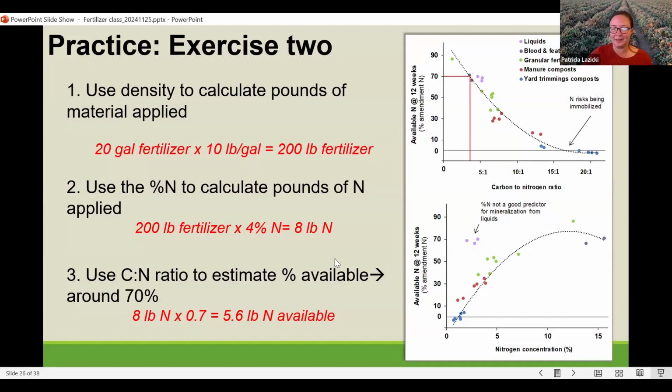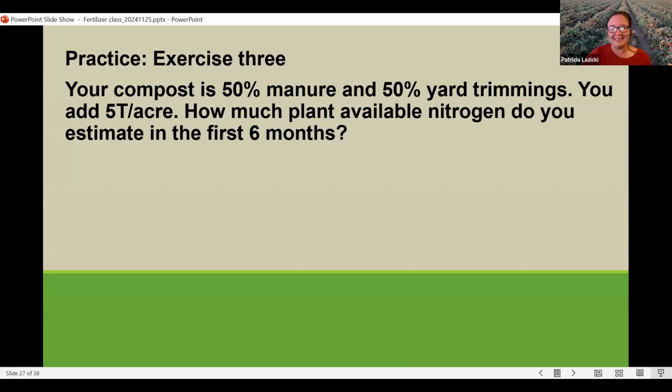So fertilizers, I think, are pretty straightforward to calculate. I'm going to give the next exercise over to Margaret, and we'll tackle some compost. Thank you, Patricia. Okay, now you're all warmed up. Thank you.